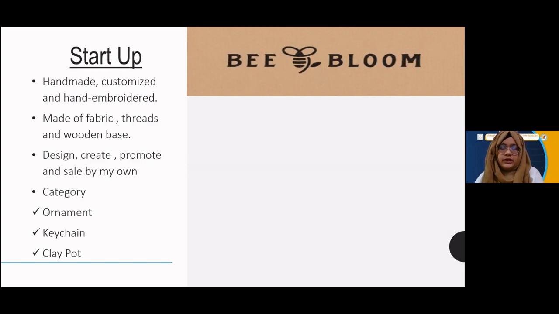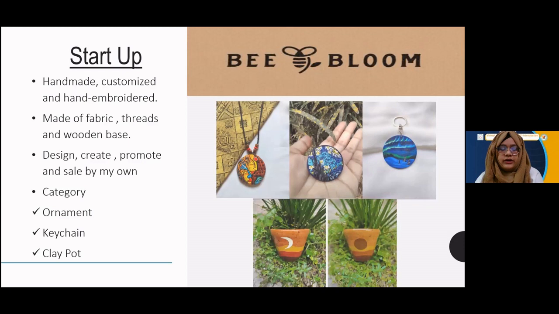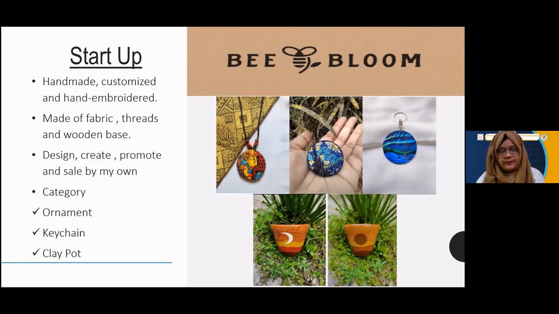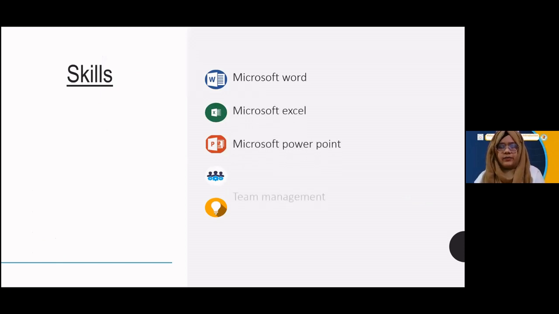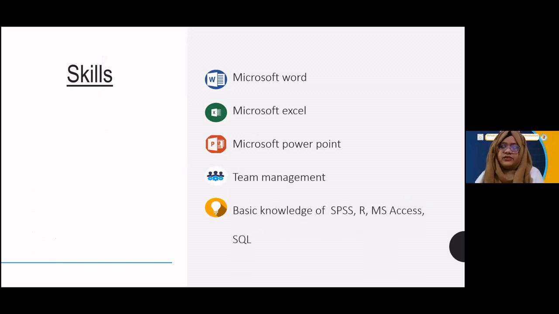In the product categories, I have ornaments, kitchen items, and clay pots. Here are some pictures of my products. As for my skills, I'm skilled in office applications: Word, Excel, PowerPoint. I'm also skilled in e-management, and I have basic knowledge of Microsoft Access and SQL.